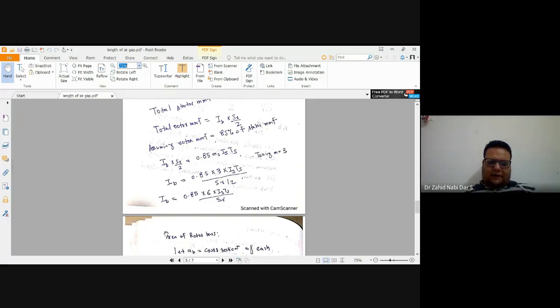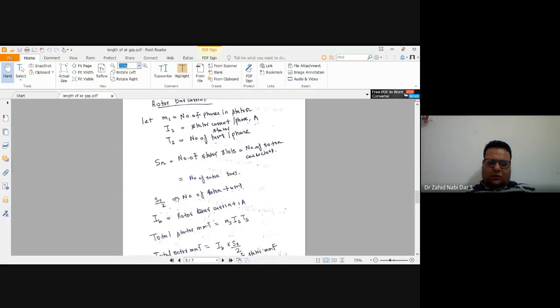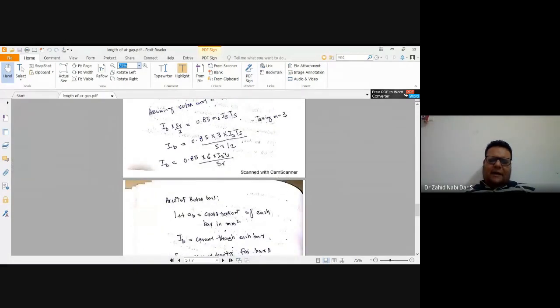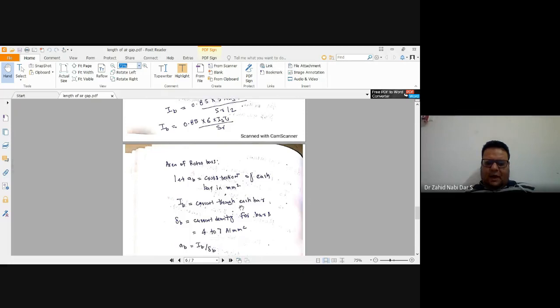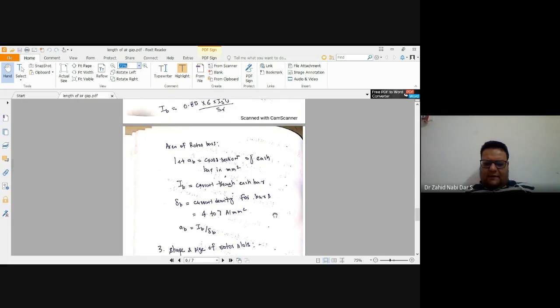Another factor which we are interested in is the area of rotor bars. Similarly, area is calculated by current density. Current density is given as rho b equal to Ib by Ab, that is current by area. Let Ab be the cross section of each bar in millimeter square, and Ib is the current through each bar. So rho b would be the current density for bars. This is a statistical value which scientists have calculated, and they have found it to be around 4 to 7 ampere per millimeter square.